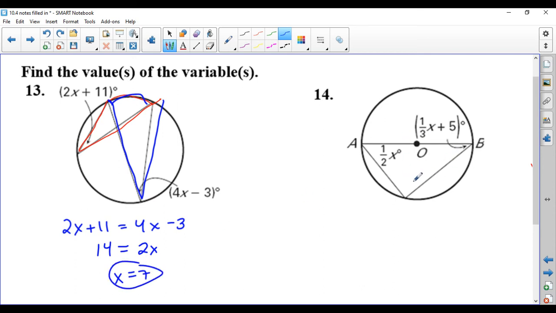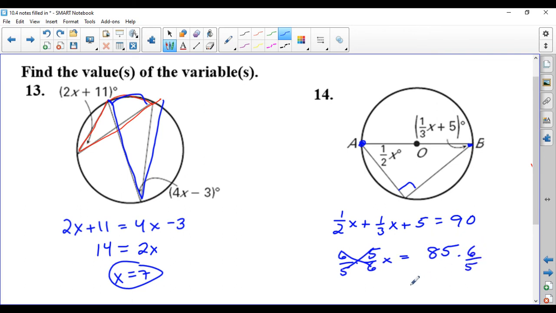Over here, in order to solve for x, I need to again recognize that I have a right angle here because this inscribed angle is inscribed in a semicircle. If this is a right angle, the other two angles of the triangle have to add up to 90 degrees. I could work with these fractions here. I'm going to get a common denominator. This is 3/6 plus 2/6. So I have 5/6x. I'm going to subtract the 5. 5/6x equals 85. Multiply each side by the reciprocal. And I get that x is 102 degrees.